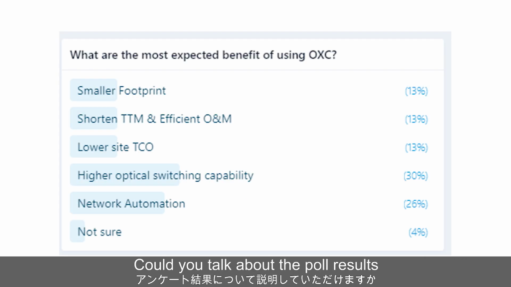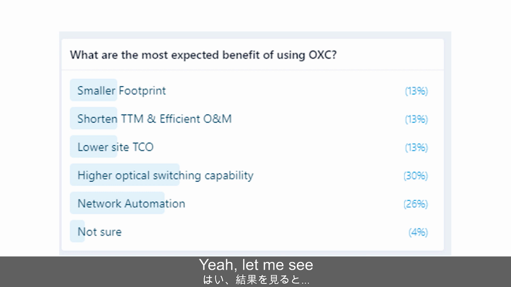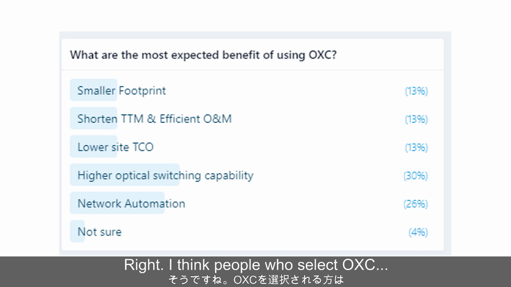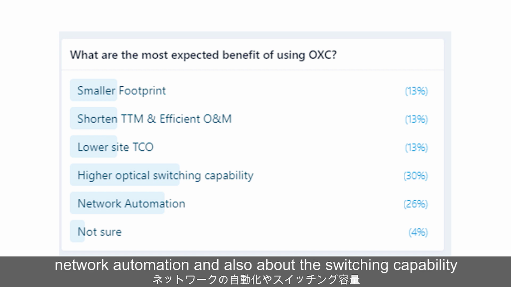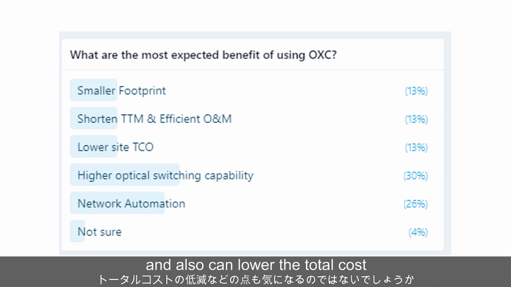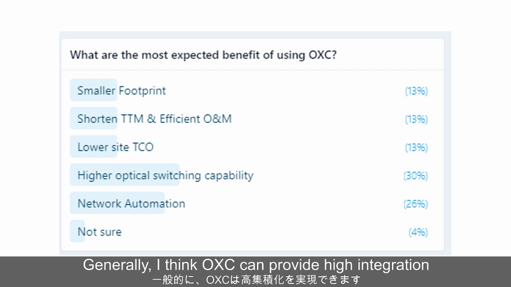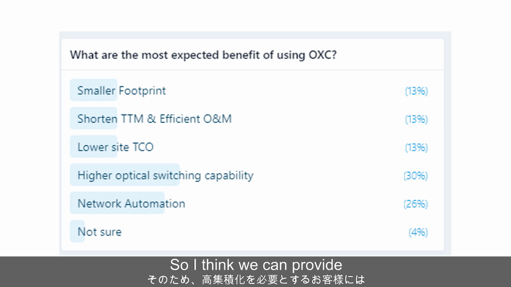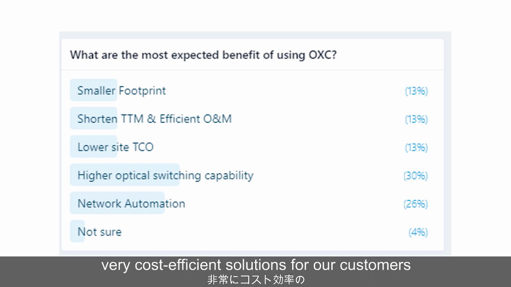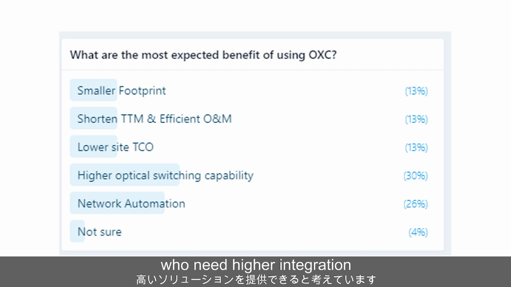Could you talk about the poll results? Yeah, let me see here. So I think people who select the OXC, I think mainly for the network automation and also about the switching capability, and also can lower the total cost, right? So in general, I think OXC can provide high integration. So I think we can provide very cost-efficient solutions for our customers who need higher integration.